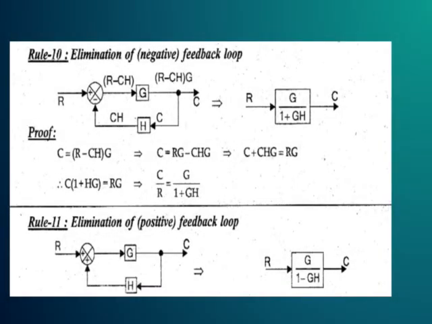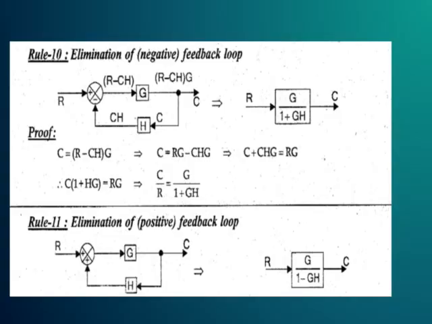Coming to rule number 10, elimination of feedback loop. Here we have G and H and one summing point. Here the feedback is a negative feedback connection, and it should be eliminated. How can we eliminate it? The transfer function is the gain divided by 1 plus the product of gain and H.